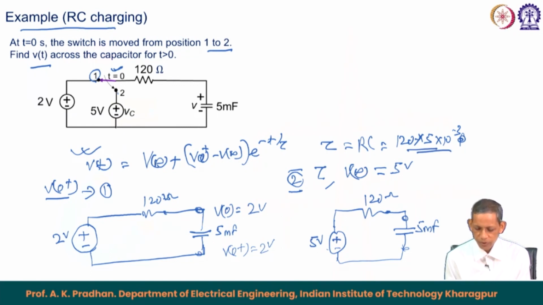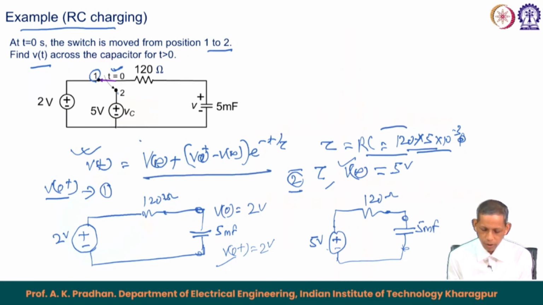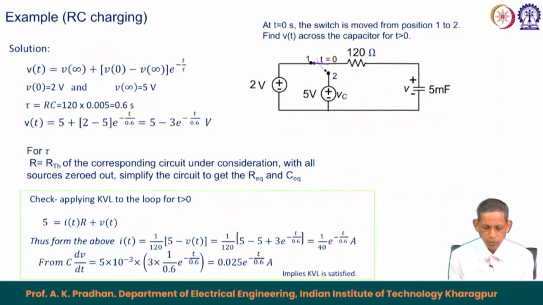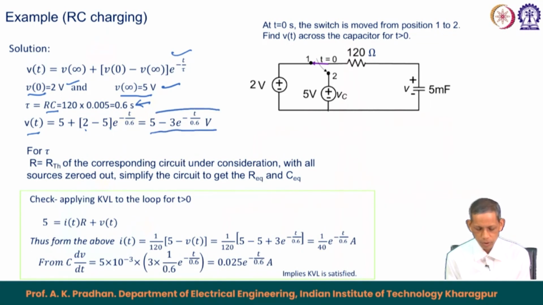Using V infinity 5 volt, V naught 2 volt, and the time constant R C, we can substitute here. We need V infinity, V 0 and the corresponding tau. So, using that we get the relations like this. V infinity is 5 volt, V naught is 2 volt, and R C happens to be 0.6 second. So V t becomes equal to V infinity plus V naught minus V infinity, that is 5 plus 2 minus 5, which becomes 5 minus 3 e to the power minus t by 0.6 volt.